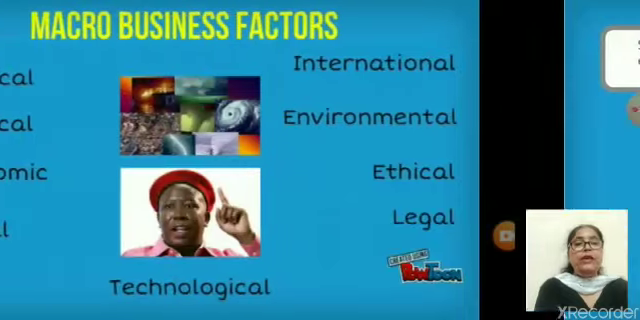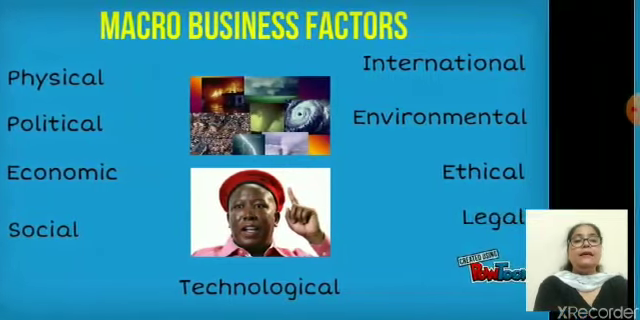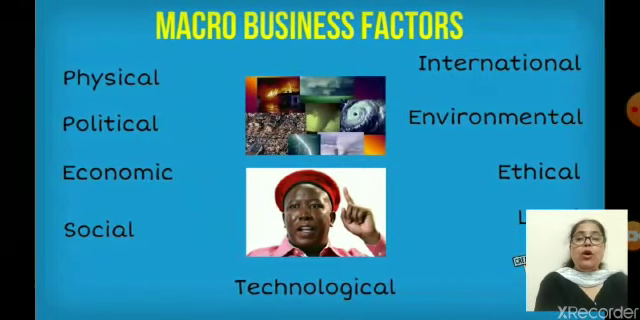Now, what do we include in the external environment? We include the physical, the political, the economical, the social, the technological, the international, the environmental, the ethical, and the legal environment. These all factors, these all forces are a part of the macro business environment.